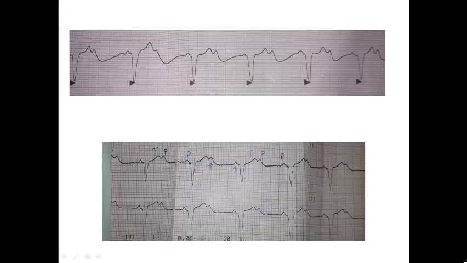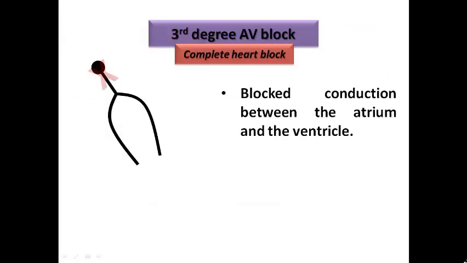Most probably it is Mobitz type 2 due to the wide complex, as we are going to explain later, the issue of the 2 to 1 AV block. And now to the worst type of AV block, which is the third degree AV block, or, as many cardiologists prefer to call it, complete heart block, because it is a complete blockade.